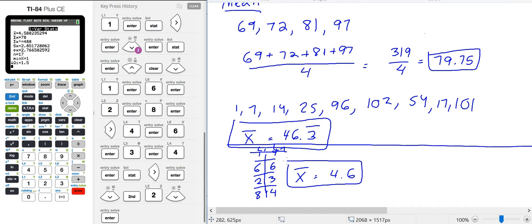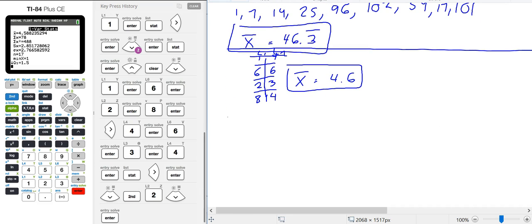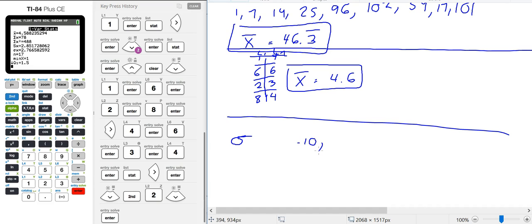The standard deviation is represented by the symbol sigma, the Greek letter sigma. Looks something like that. And that measures how far the data is from the mean. So for example, we could have a set of data that is -10, -9, -8, and -7. And we could find the mean for this. And since the numbers are all very close together, the furthest number from the mean is still going to be pretty close to the mean.